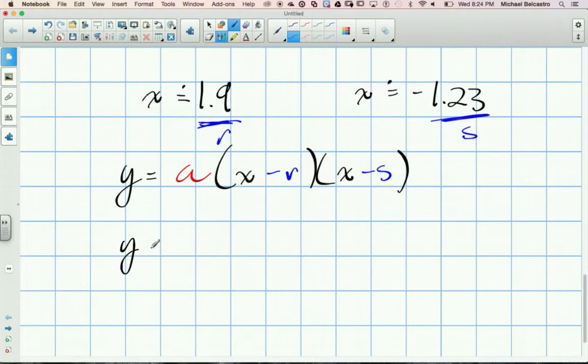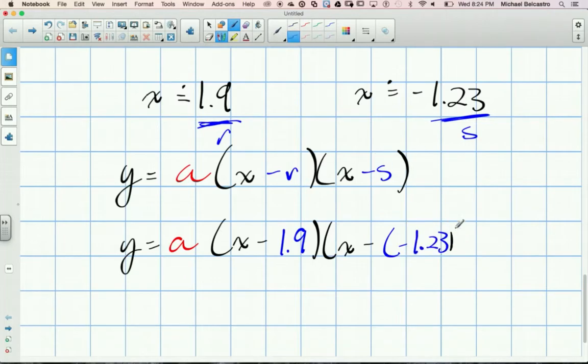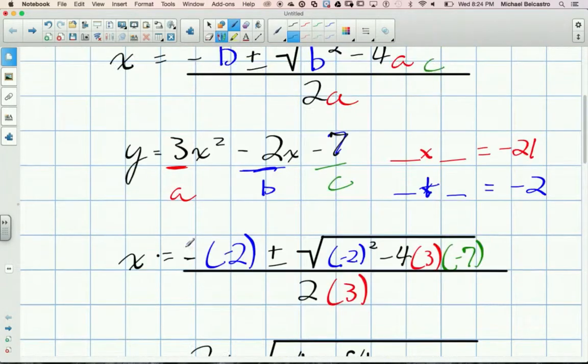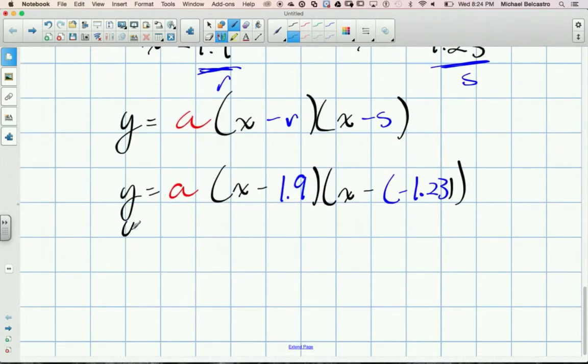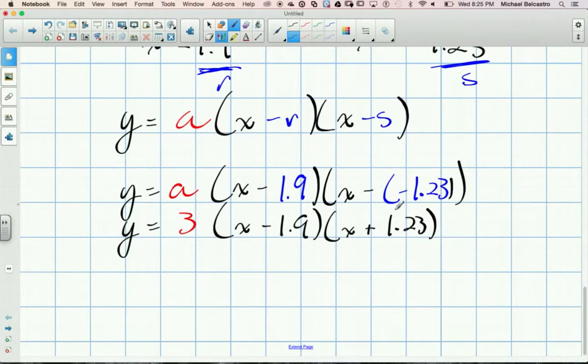So you say y is equal to a, and we say x subtract. Now this is a positive 1.9, but when we write it in, it's going to look like minus 1.9. And x subtract, and this one's a negative, so we have minus negative 1.23. Because we have 2 negatives together, that will simplify to a positive. The only thing we're missing is a. If we go way up to the top, we already know a. A is 3, so we can bring that value back down. So y is equal to 3, and then x minus 1.9 and x plus 1.23. And that should be the factored form.